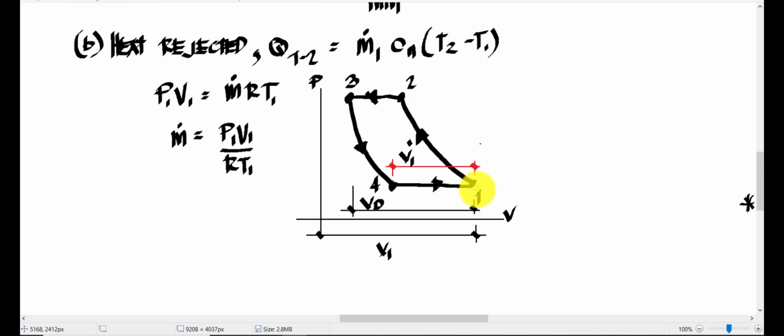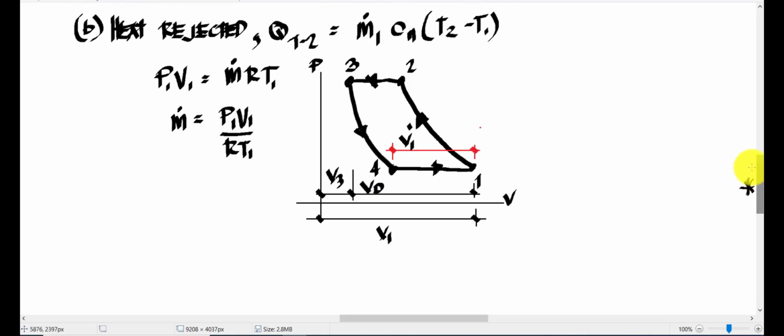Now, for our V3, this is our V3 starting from here going there. Okay. Now, to get the value of your V1, looking at the PV diagram, our V1 is equal to VD plus V3.